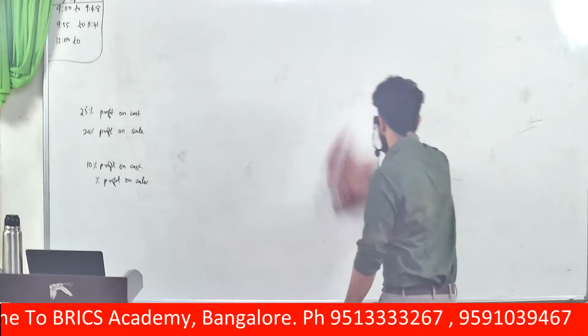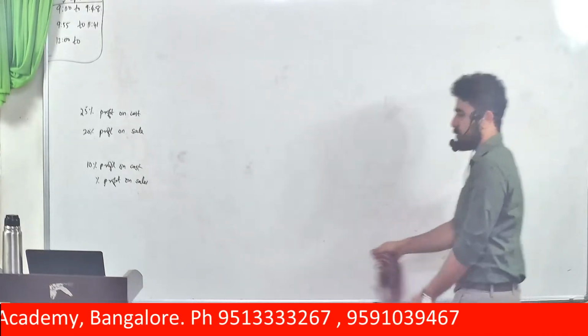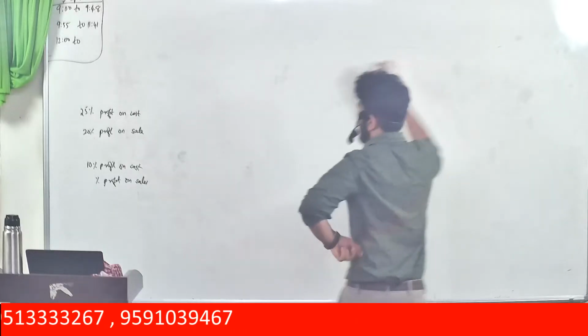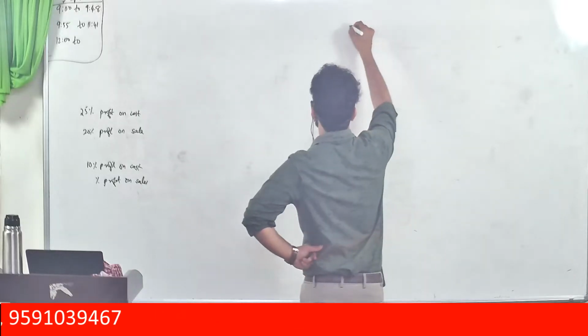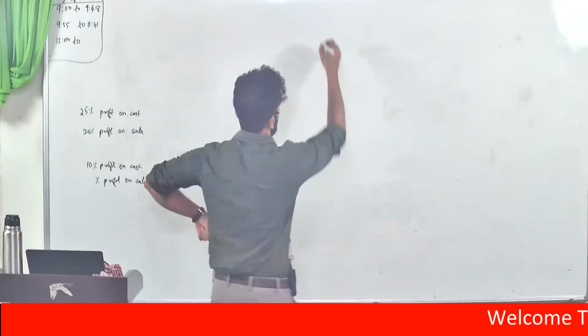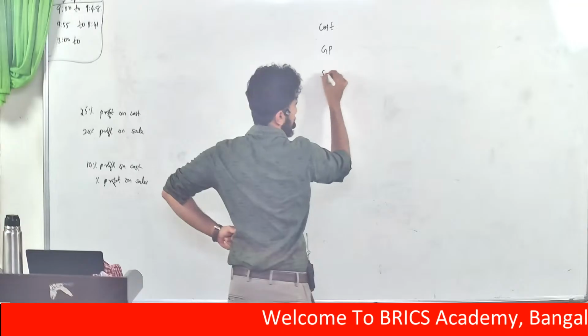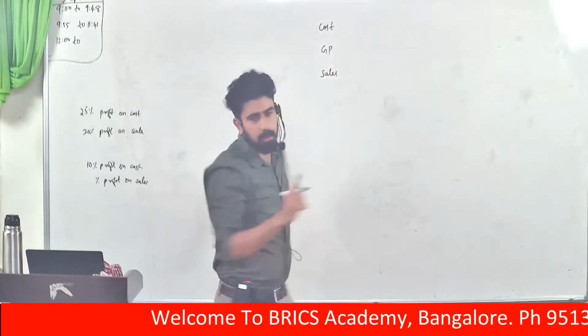I think you should have learned it till 11th, 12th in foundation also. Those of you who have done BCom would have learned a lot. Guys, this scenario, how it happens: you just have to draw three things. First one, cost, GP, sales. There are only three scenarios.